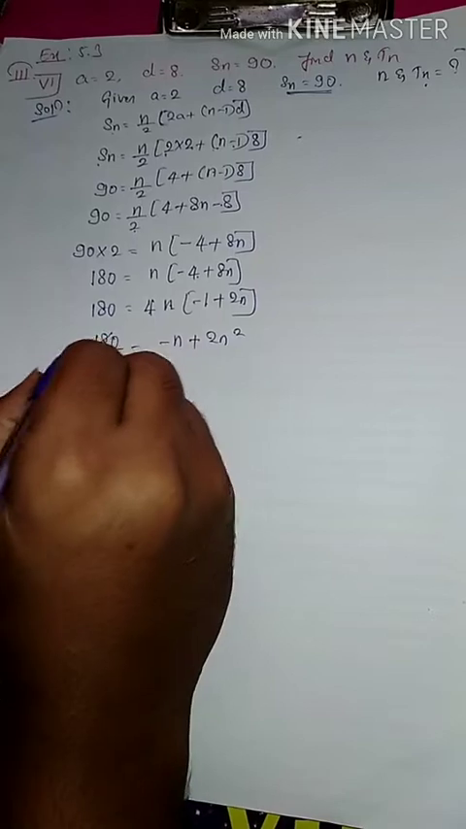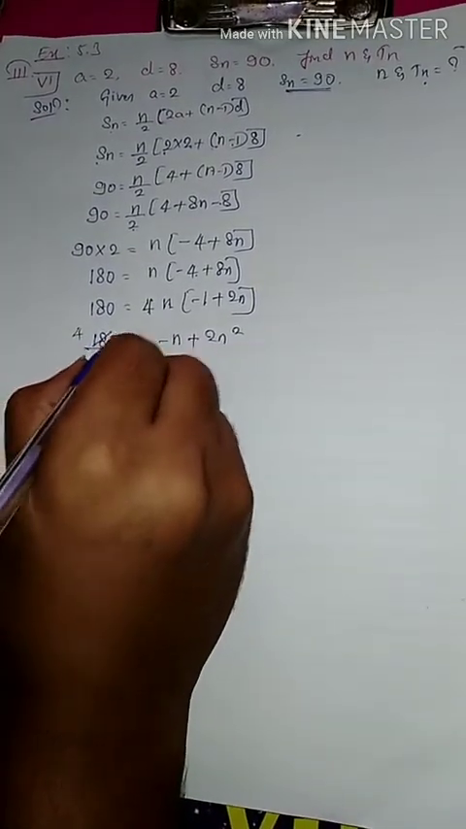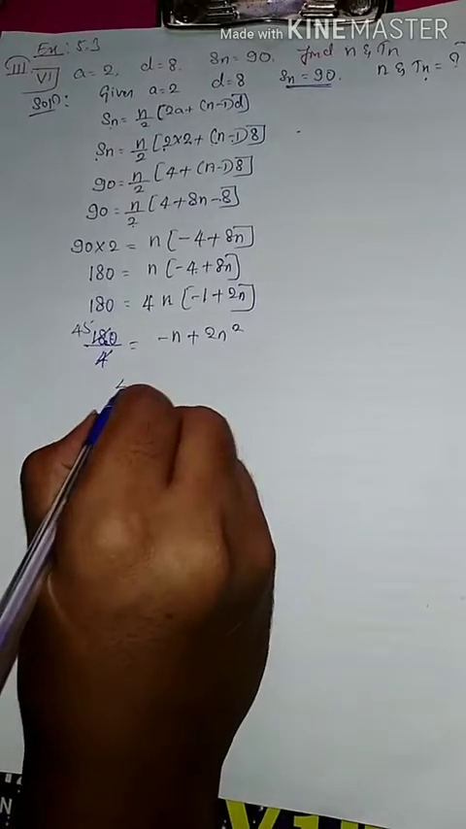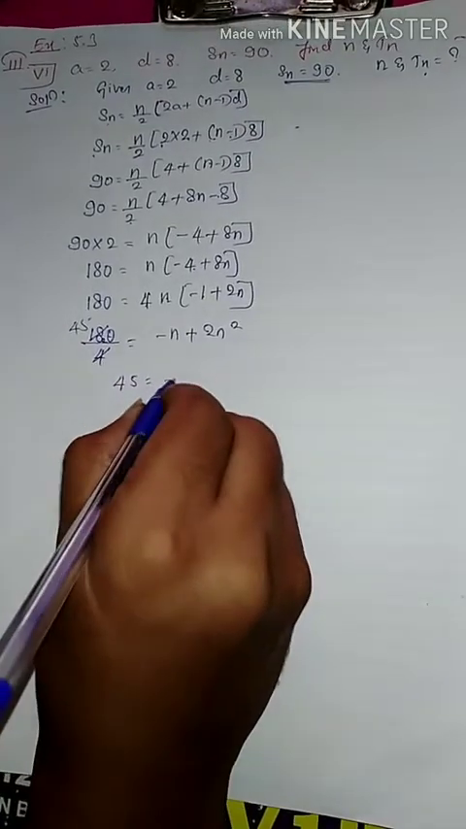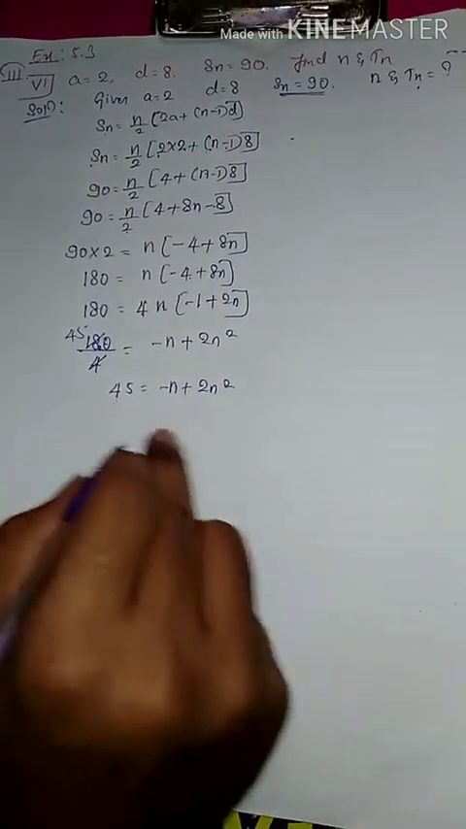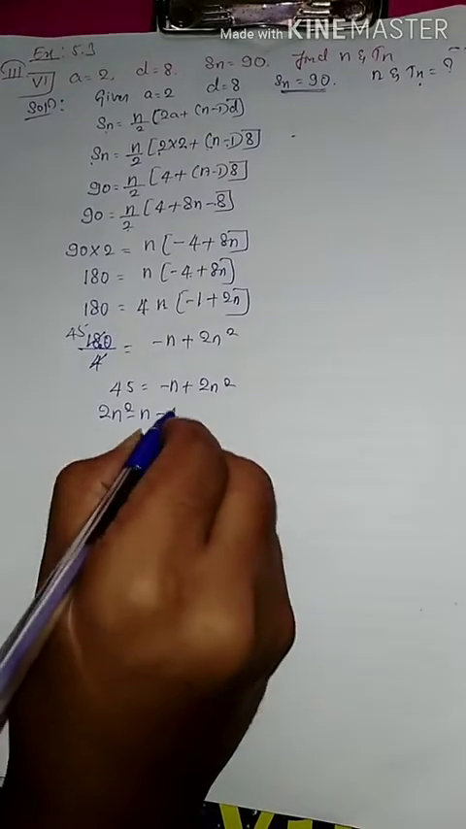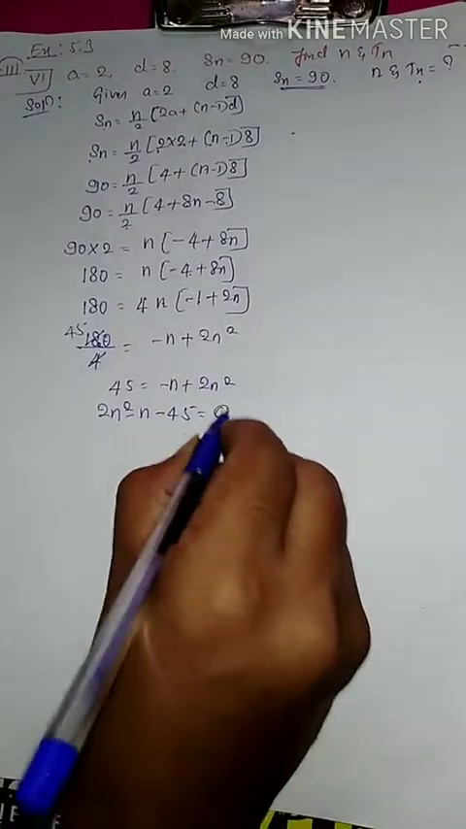4 1s are 4, 4 4s are 16. 2 is remainder, it becomes 20. 4 5s are 20. 45 is equal to minus n plus 2n square. Now 45 moves to right hand side. 2n square minus n minus 45 is equal to 0.